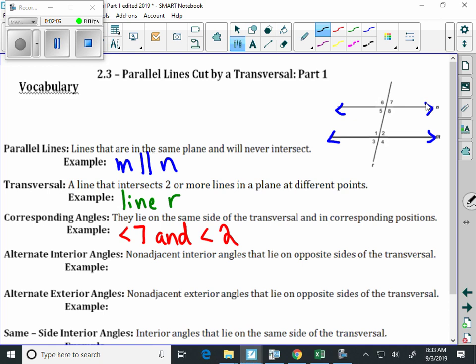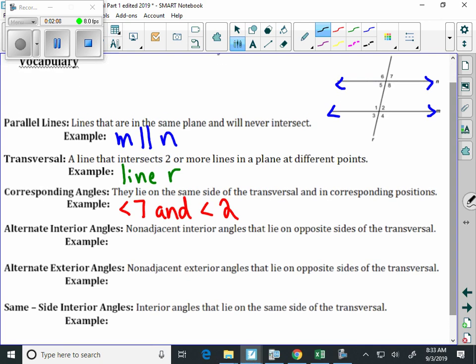Alternate interior angles? Well, they have to be in between the 2 parallel lines. I should look at the definition: non-adjacent interior angles that lie on opposite sides of the transversal. Interior means in between the 2 parallel lines, and on opposite sides of the transversal. So angle 5 and angle 2 are alternate interior angles. We could have also said angle 1 and angle 8.